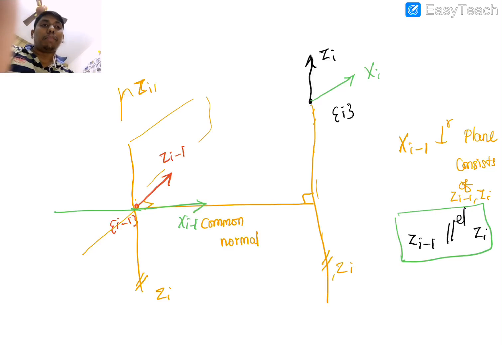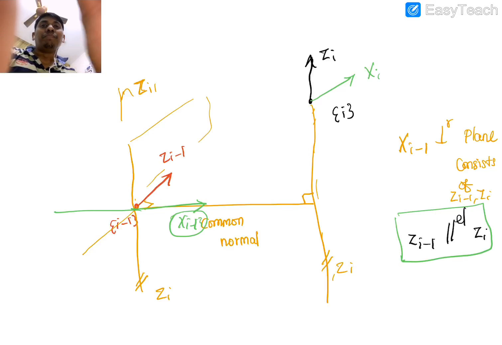The xi minus 1 that we wanted is the normal between the plane consisting of Zi and Zi minus 1. The normal from i minus 1 to i is what you call the xi minus 1 axis. Now about this xi minus 1, Zi and Zi minus 1 are oriented apart or rotated apart. So now I am taking the right hand rule, putting my thumb along xi minus 1, and I am trying to rotate.